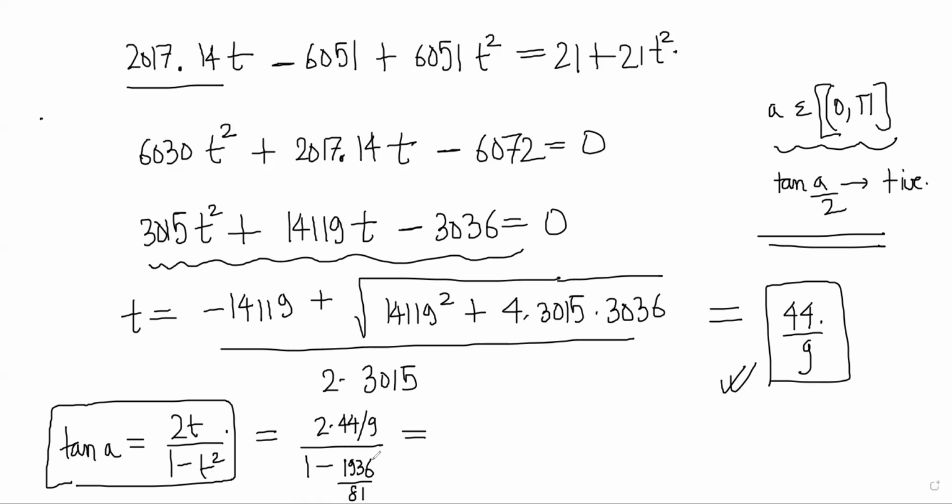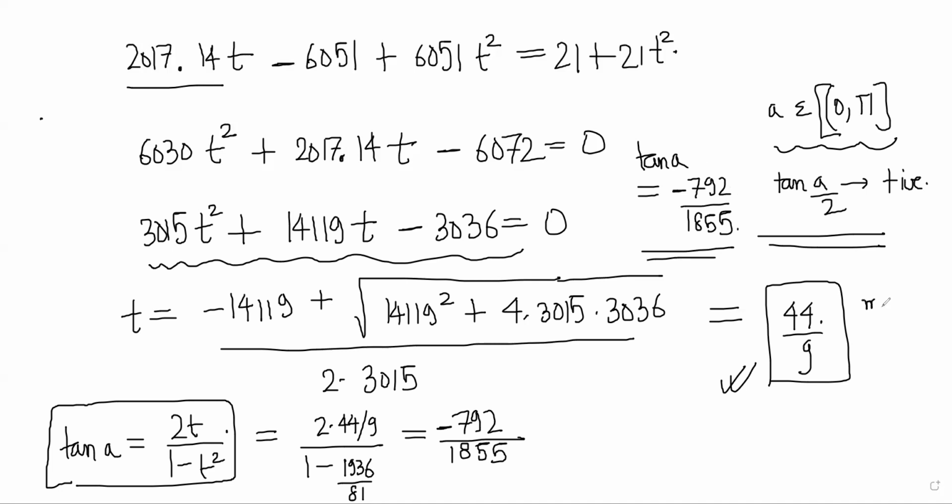81 minus 1936 would become 1855. And this goes on top, it becomes 81 times this. So 44 into 18, that is 792 with a negative sign and 1855 here. So tan A for us is coming out to be minus 792 by 1855. You have to see if there are any common factors, and then you can find m plus n. M plus n has to be calculated after taking the modulus. So the equation turns out to be horrible, but the idea is important to know.